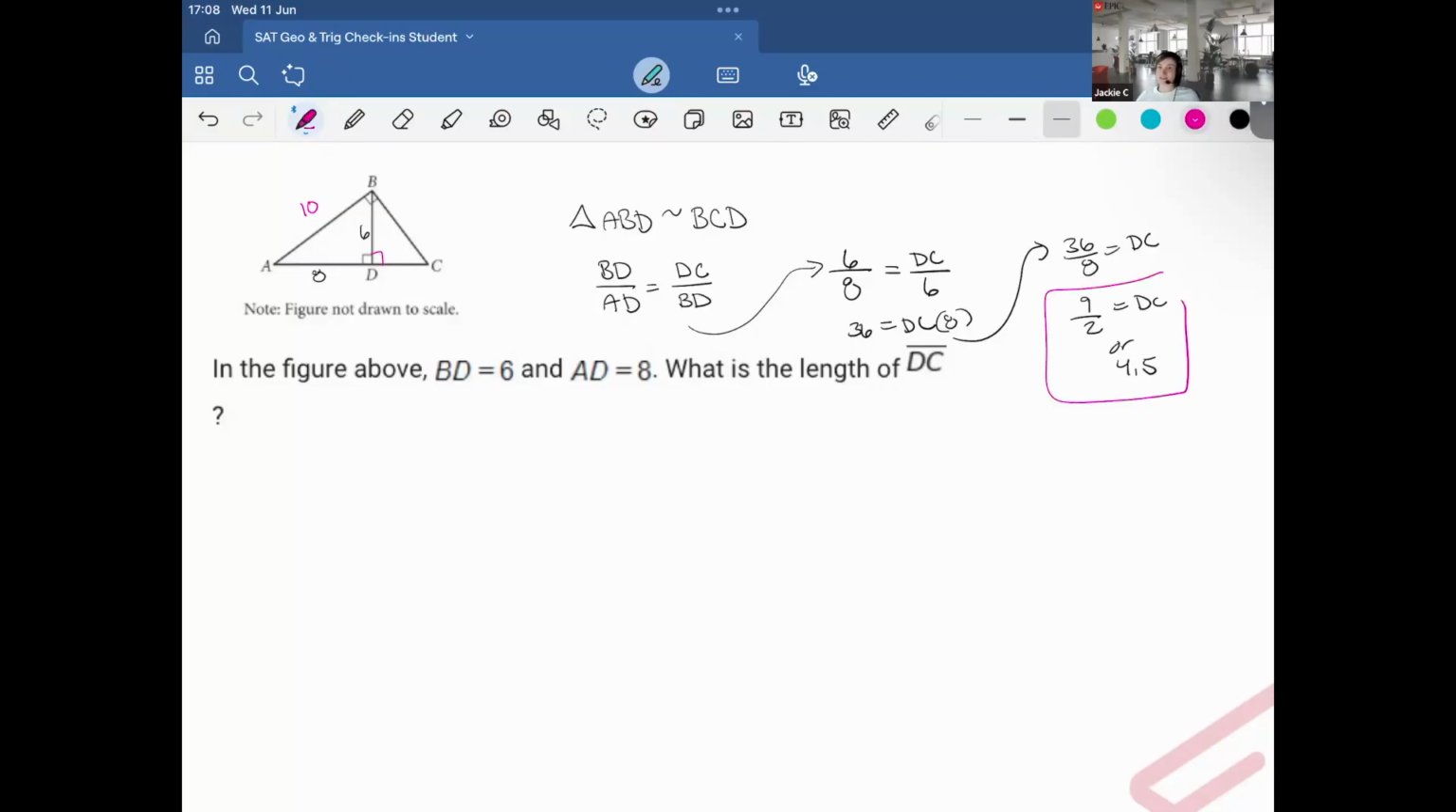And yeah, that's a simple way, similar triangles. And SAT loves similar triangles.